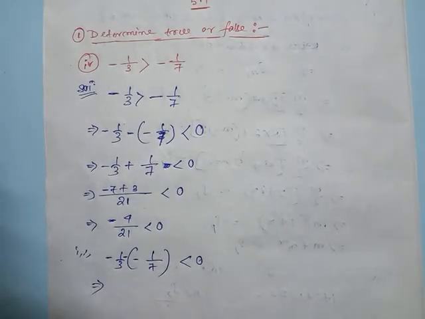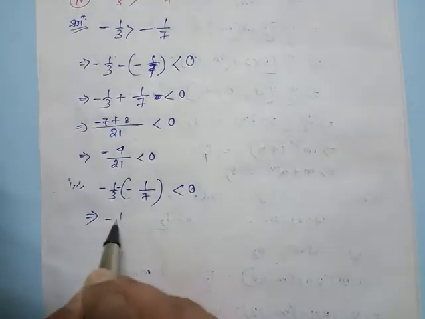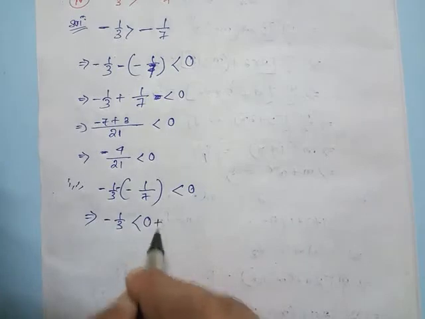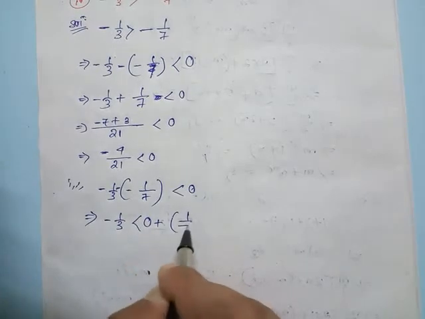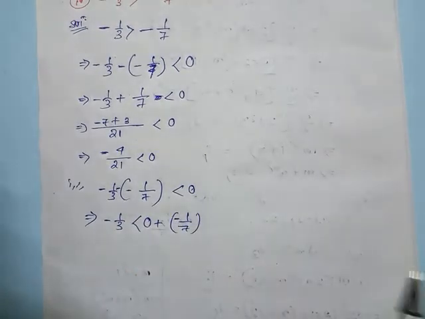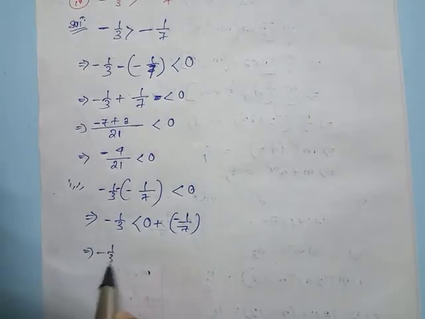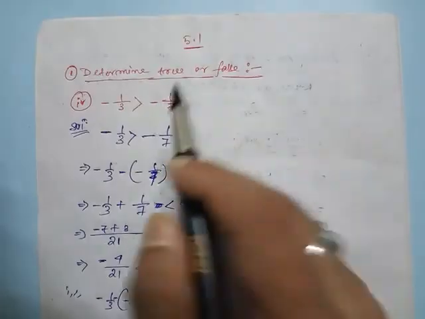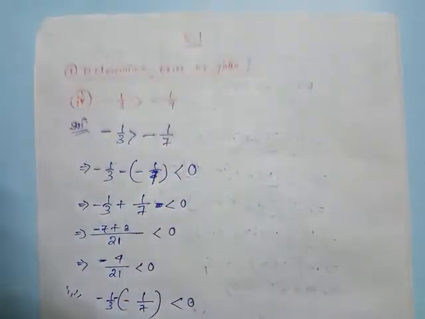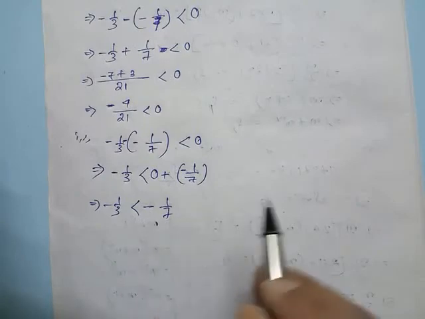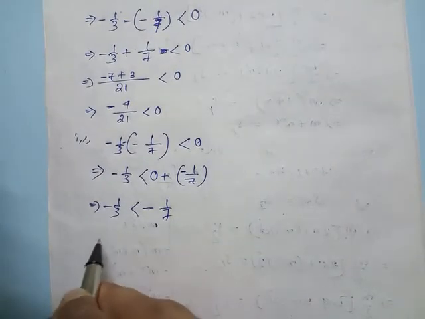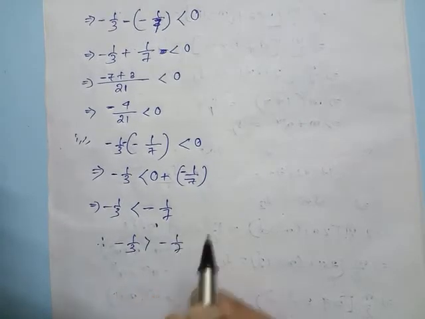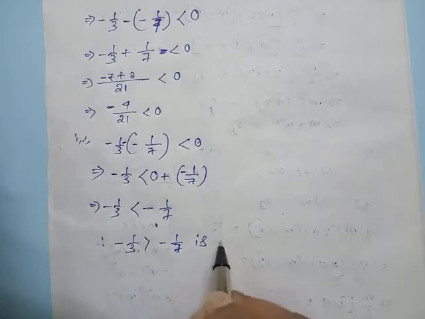Now in the next step student, if I write minus 1 by 3, now take this value to that side, it becomes 0, and this negative comes here positive, minus 1 by 7, then also negatives. Now just after that, minus 1 by 3 less than minus 1 by 7. What is the given question? Minus 1 by 3 bigger than minus 1 by 7, and now we have proved that minus 1 by 3 less than minus 1 by 7. So our ultimate answer, therefore we will write here minus 1 by 3 bigger than minus 1 by 7 is false.